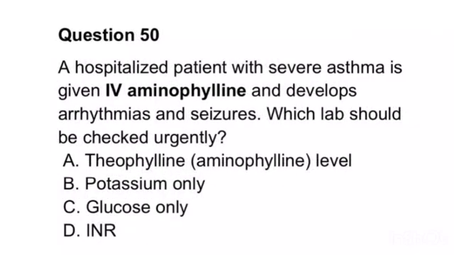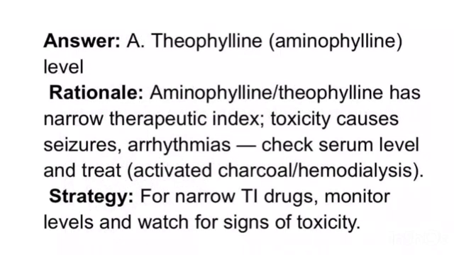Question 50. A hospitalized patient with severe asthma is given aminophylline and develops arrhythmias and seizures. Which lab should be checked urgently? A. Theophylline, aminophylline, level. B. Potassium only. C. Glucose only. D. INR. Answer: A. Theophylline, aminophylline, level. Rationale: aminophylline/theophylline has narrow therapeutic index, toxicity causes seizures, arrhythmias, check serum level and treat, activated charcoal/hemodialysis. Strategy: for narrow TI drugs, monitor levels and watch for signs of toxicity.